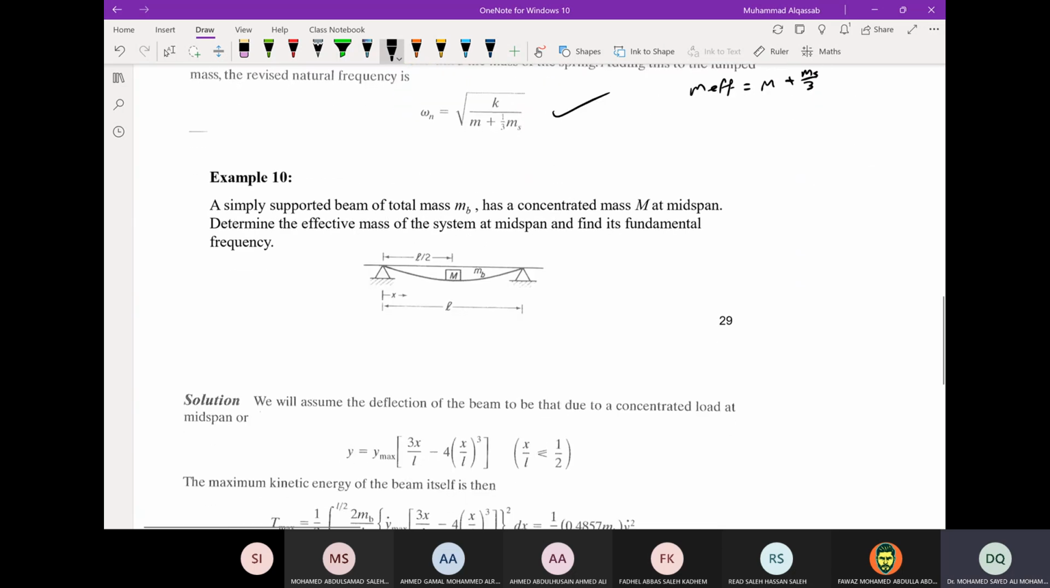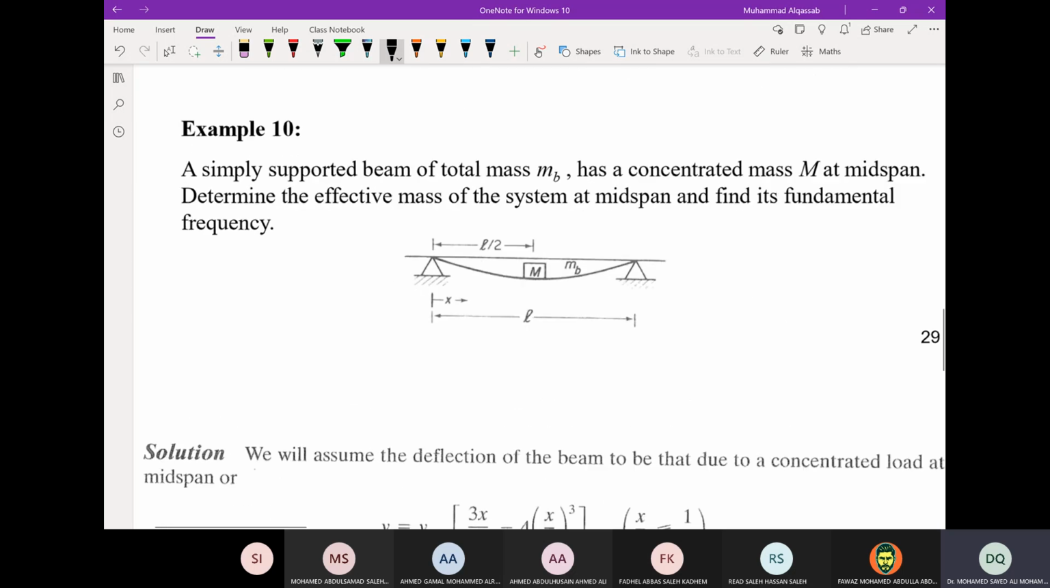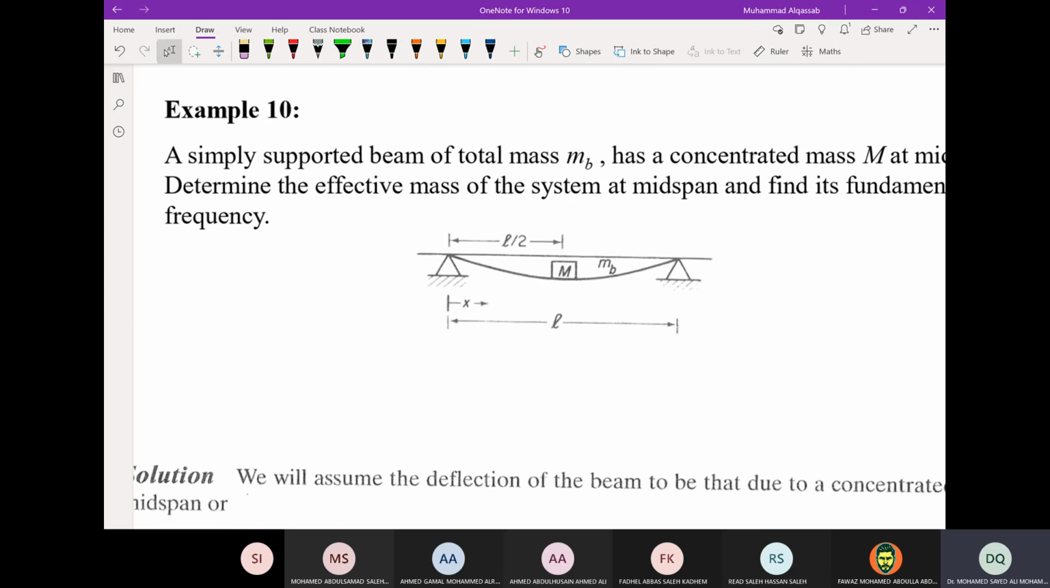Example 10: a simply supported beam of total mass M_B has a concentrated mass M at midspan. Determine the effective mass of the system at midspan and find its fundamental frequency. The simply supported beam under concentrated load at midspan will deflect, and you can find the deflection under the concentrated mass as you did in mechanics of materials.